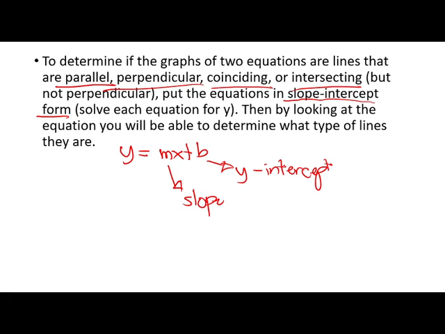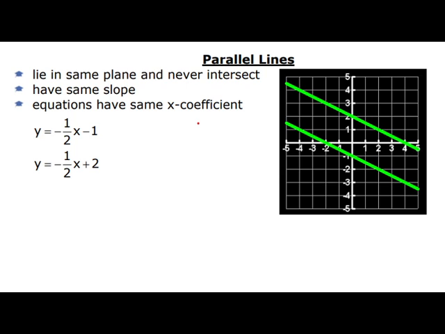So, those are the elements na titignan natin sa dalawang equation para masabi natin ang relationship ng dalawang linyang yan sa coordinate system. So, let's have the first example. We have parallel lines. So, parallel lines, kung we have here the example.